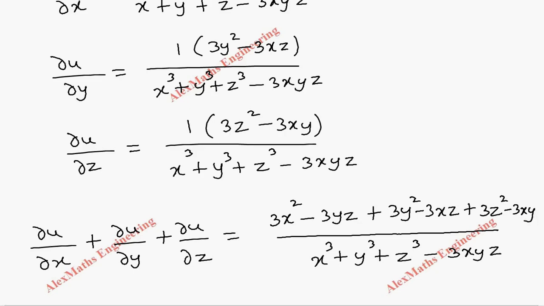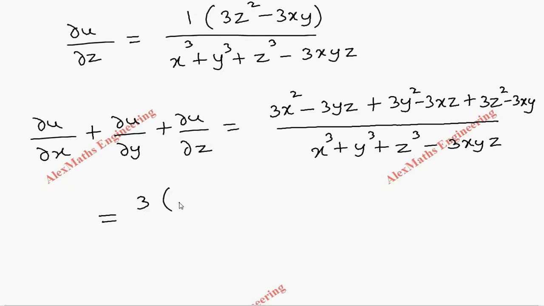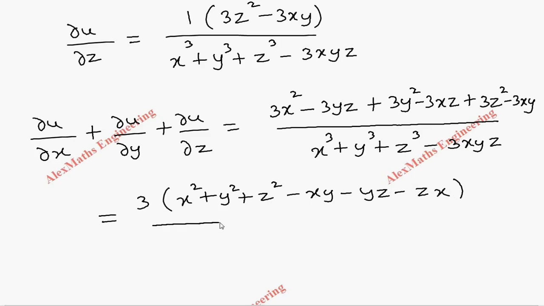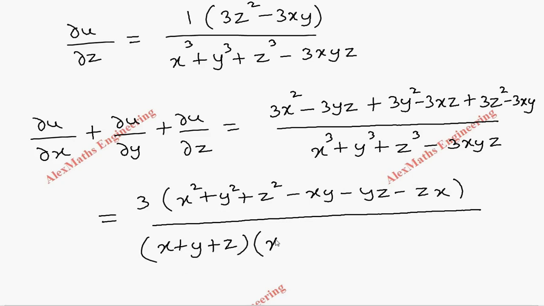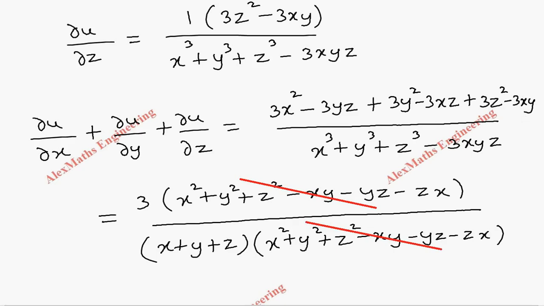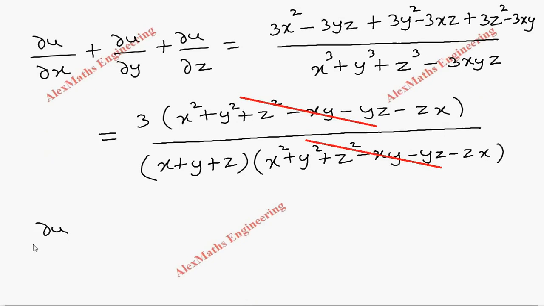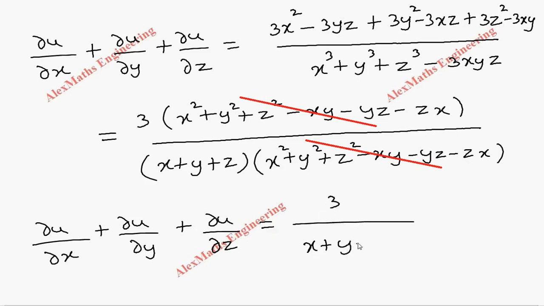3xy. Now from the numerator we can take 3 common, then we get x square plus y square plus z square minus xy minus yz minus zx. Then the denominator term can be factorized. The factorization will give x plus y plus z into x square plus y square plus z square minus xy minus yz minus zx. Now the whole term in the numerator and this term in the denominator can be cancelled because they are same term. Now totally dou u by dou x plus dou u by dou y plus dou u by dou z is nothing but 3 by x plus y plus z.